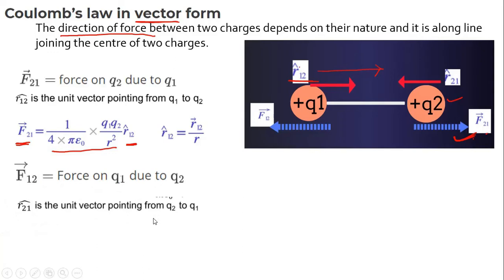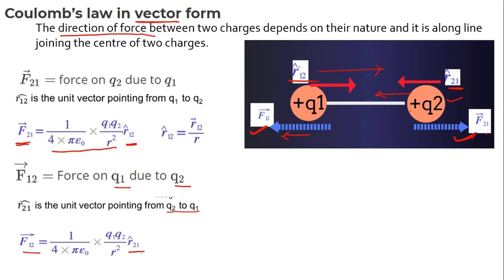Next we have F12. What is F12? It is the force on the first charge due to the second charge. Mind it, here this is the first charge and this is the second charge. They are of similar nature, so naturally they will start repelling. This is the direction of F12, and in this direction the position vector is the one when we move from Q2 towards Q1, that is R21, the unit vector pointing from Q2 to Q1. So the formula for F12 will be the magnitude part times R21. Here F12 and R21 are pointing in the same direction.